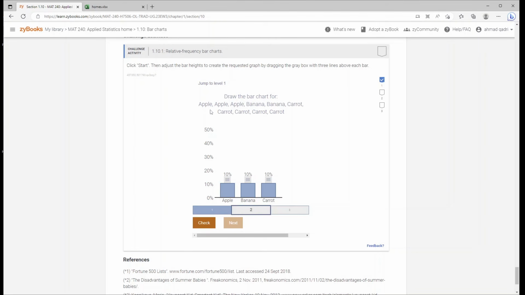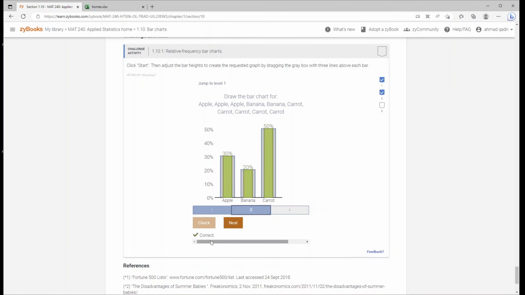Draw the bar chart for 3 apples, 2 bananas, and 5 carrots. So first we need to calculate the percentages here. Now there are 10 total values, so clearly if there are 5 carrots, that would be 50%. Then there are 2 bananas, so that would be 20% because that's 2 out of 10. And there are 3 apples, so 30% here. And so that is the correct answer.